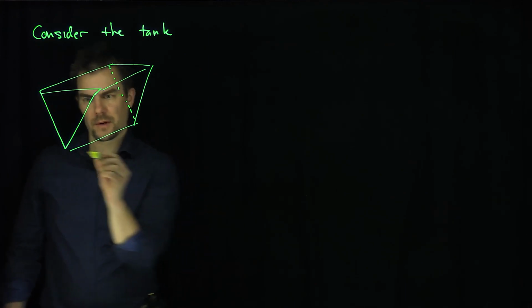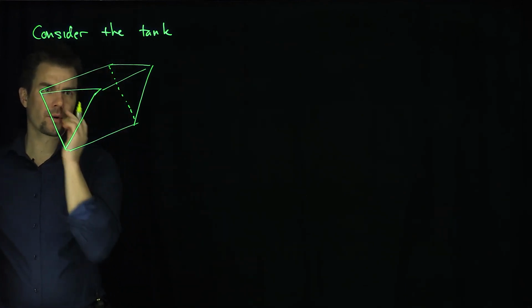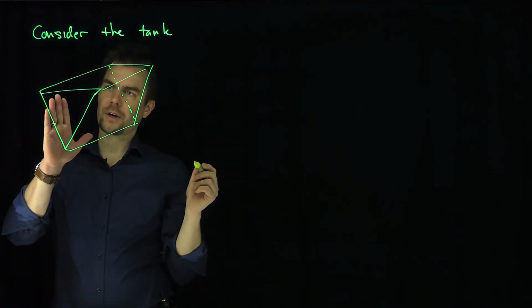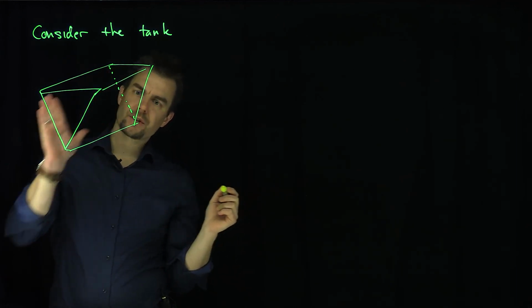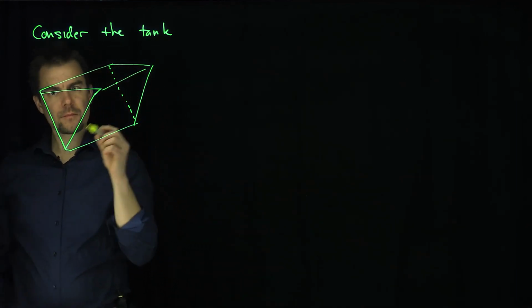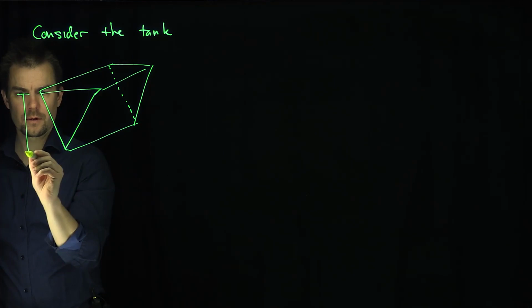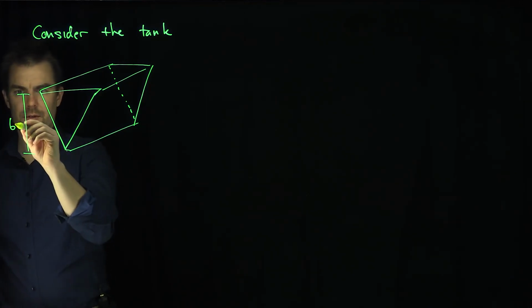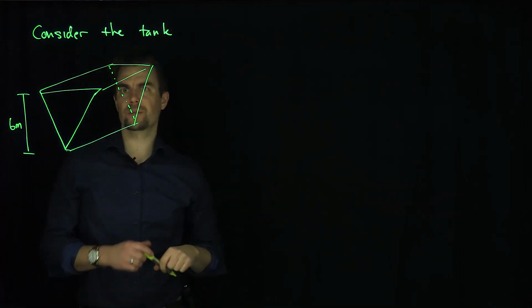This is a little bit not to scale, but what we have is this triangular prism. I have a triangle over here, and then I just parallel translate it back. And so I have this tank over here. Let's assume that the height of this tank is 6 meters.